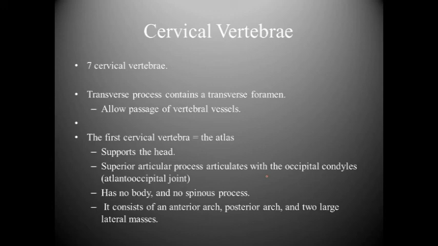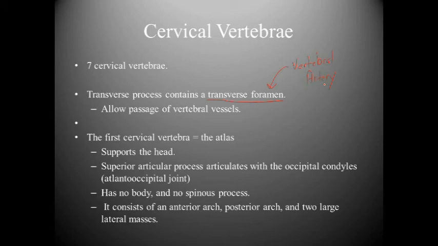So if we look a little more closely, we have the cervical vertebrae, the thoracic vertebrae, the lumbar vertebrae, and then we get into the sacrum and coccyx. So if we first begin by looking at the cervical vertebrae, we see that we have 7. They have transverse processes which contain a transverse foramen. So that's something to keep in mind. The transverse foramen allows for the passage of vertebral vessels. As we saw in our previous lecture, things like the vertebral artery run through this foramen.